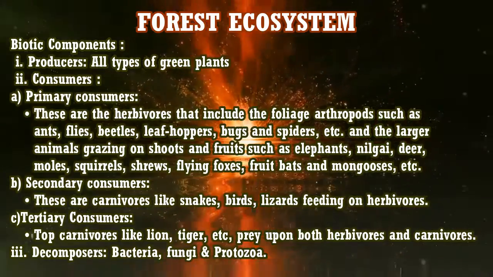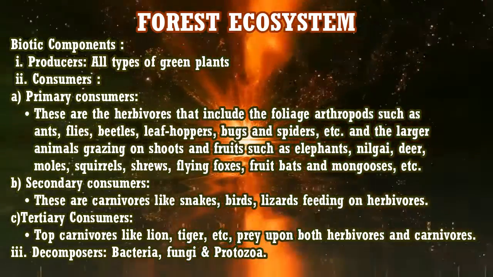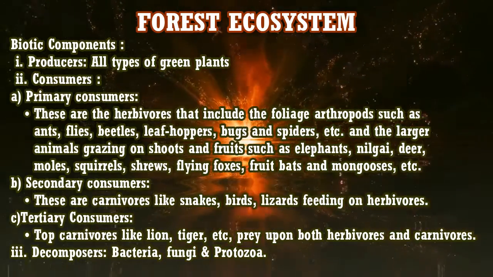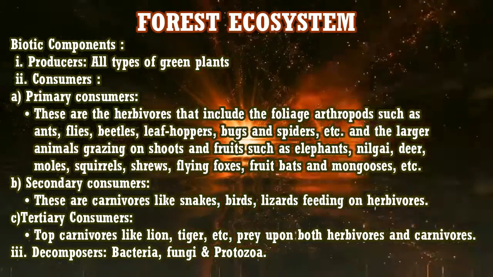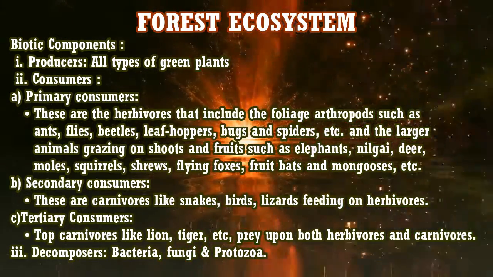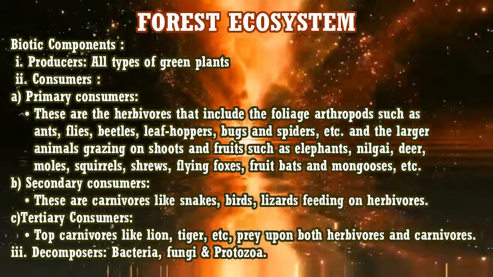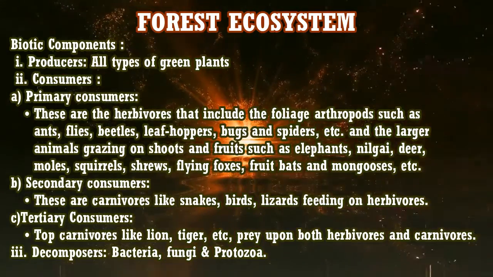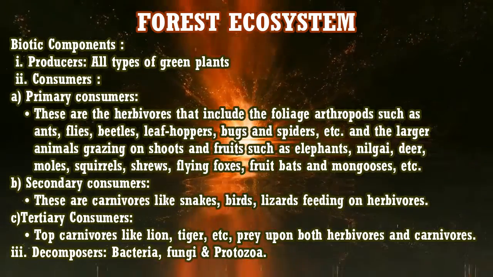Okay, next come the tertiary consumers. Now I have already discussed with you that tertiary consumers are the top carnivores, and they include lion, tigers, etc., which can prey on the herbivores as well as on carnivores, right? Now a lion can eat a nilgai, a cattle, as well as a fox, right? So it depends on what the lion will eat, but it can eat both. It can feed on secondary consumers as well as primary consumers.